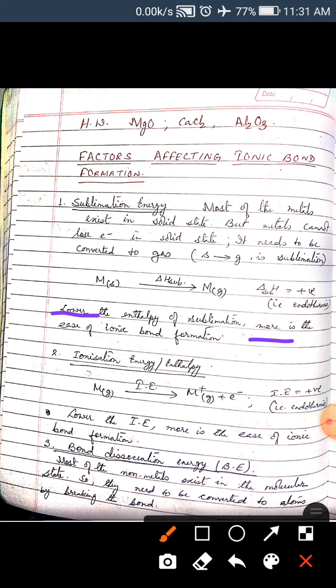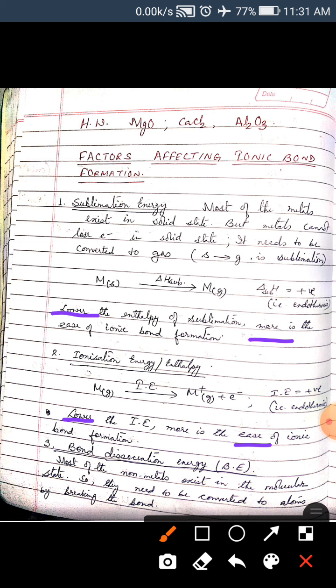So the metal has to be in the gaseous state before it loses electron. So I have written over the arrow IE, which stands for ionization enthalpy, and it is also absorption of energy, that is endothermic in nature. That's why it is also positive. So since it is positive, lower the ionization enthalpy, more will be the ease of ionic bond formation.